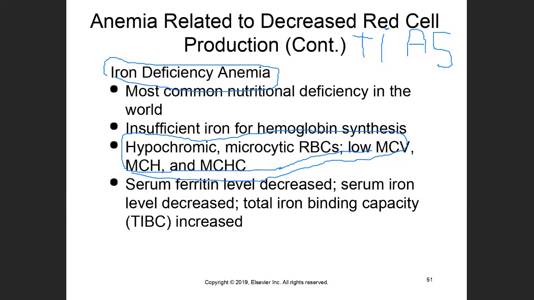Serum ferritin level is decreased, serum iron level is decreased, and the only one that is increased is total iron binding capacity. The only one that is increased, okay? If you have anemia of chronic disease, then the ferritin is going to be elevated. Okay?